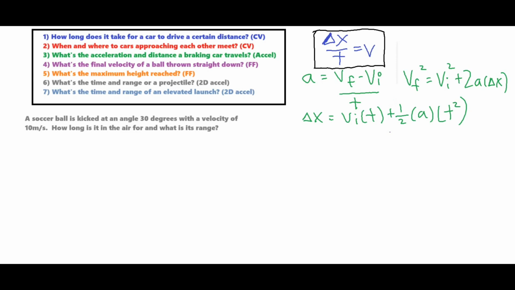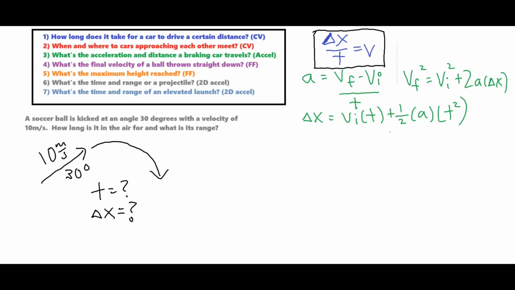So we have something that is 30 degrees above the ground. It has a velocity of 10 meters per second, and then it's going to go through this arcing motion here. We want to find the time in the air, and we want to find the range. The range is the delta x, the change in its horizontal position. For these kinds of problems, 2D projectile problems, the first step you want to do is for sure split everything up into a horizontal x column and a vertical y column.